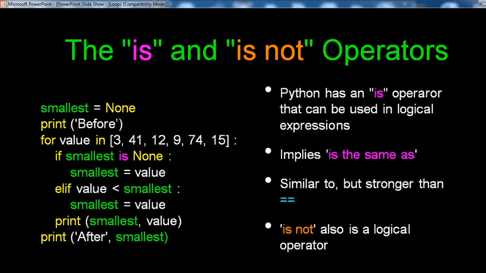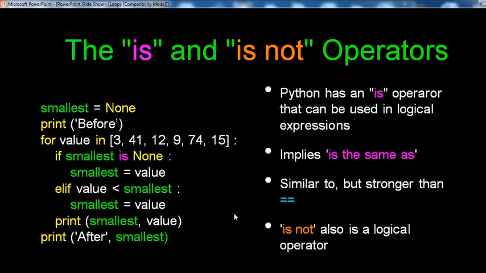And finally, seeing the is and is not operators. Python has the is operator that can be used in a logical expression. It implies the same as, similar to but stronger than, equal to. is not is also a logical operator. There are two operators available, is and is not, and now how to use them in a program. Okay, that is the example.